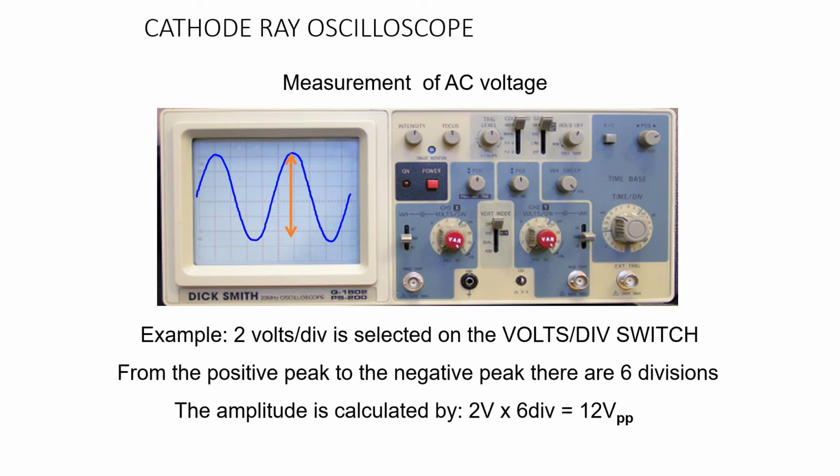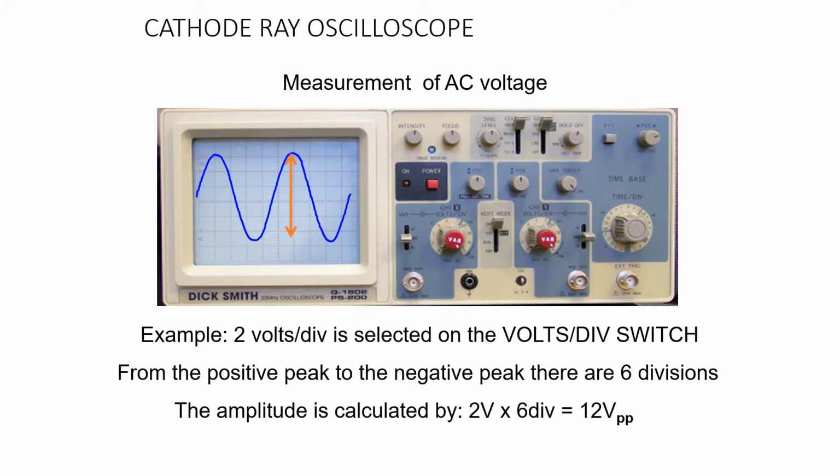Now let us see how to measure the AC voltage. You connect the AC signal to be measured to one of the channels of the CRO, either channel 1 or channel 2. You slowly adjust the time per division control and volts per division control so that the waveform is displayed clearly and you can take the readings comfortably.